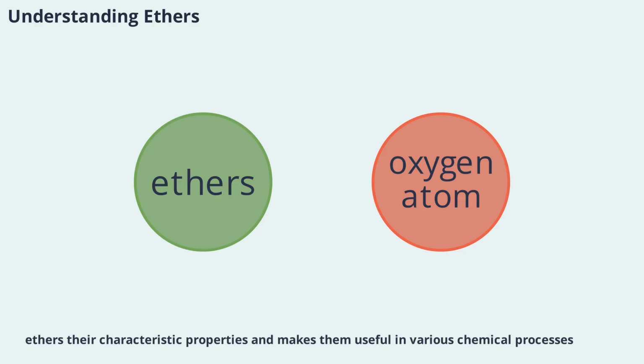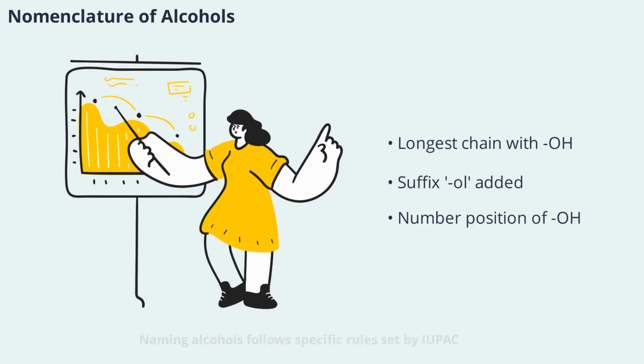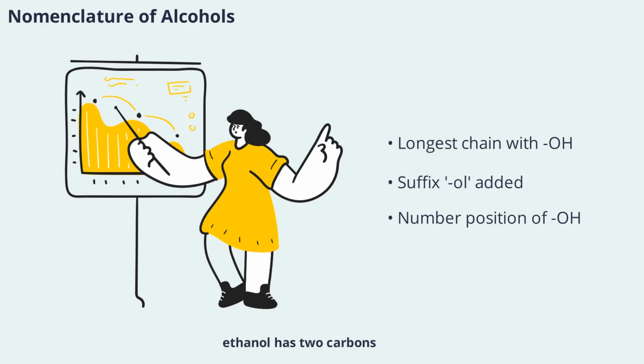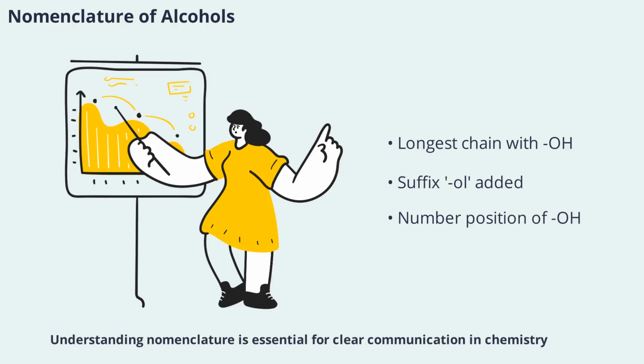various chemical processes. Naming alcohols follows specific rules set by IUPAC. The longest carbon chain containing the hydroxyl group is identified, and the suffix "-ol" is added to the parent alkane name. The position of the hydroxyl group is indicated by a number. For example, ethanol has 2 carbons, while propan-2-ol has the OH group on the second carbon. Common names are also used, especially for simple alcohols. Understanding nomenclature is essential for clear communication in chemistry.